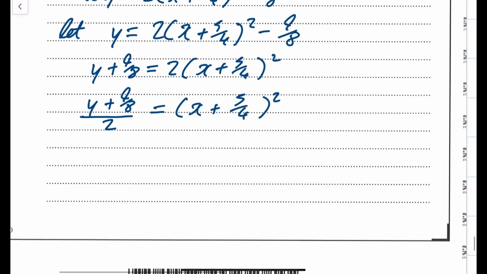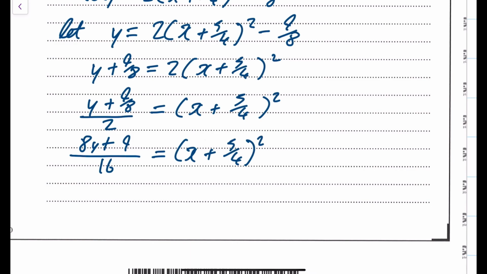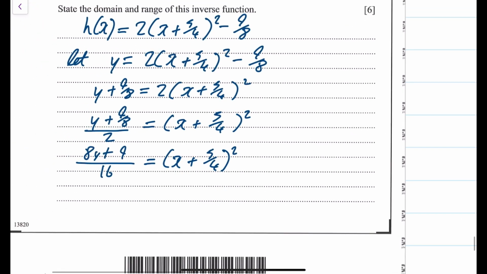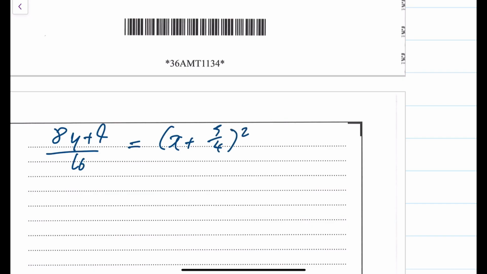Okay, so that means you could take a common denominator on this left-hand side of 16. So 9 over 8 divided by 2 would be 9 over 16. And then that needs to be 8y, because 8y over 16 is the same as y over 2, so that's y. And that equals x plus 5 over 4 squared. And then I'll just go on to the next page, I think, here. So what do I have written down there? 8y plus 9 all over 16 is equal to x plus 5 over 4 squared.